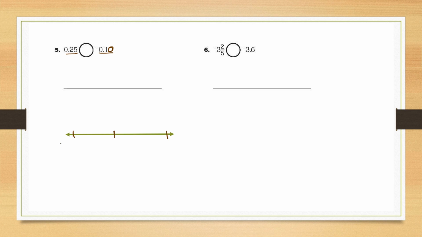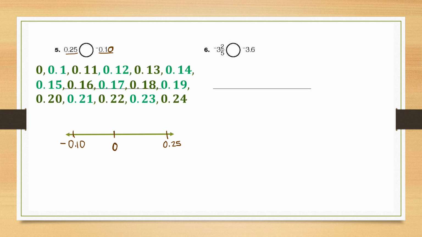So I have -0.10, and here I have 0.25. Well, right off the bat, I know that 0 has to fall between these two numbers because one is negative and one is positive. There's a whole slew of numbers that fall between these two, and I'm going to show them to you now.